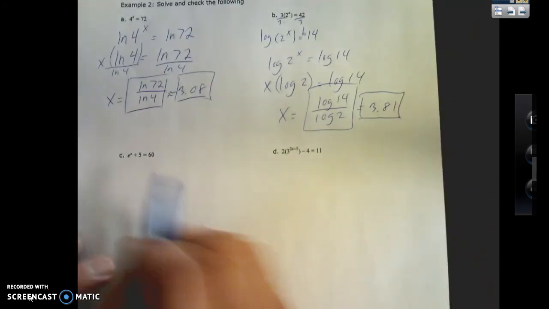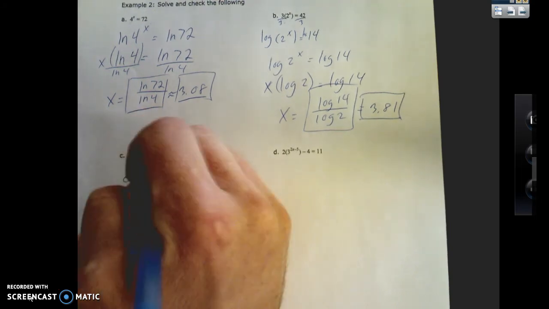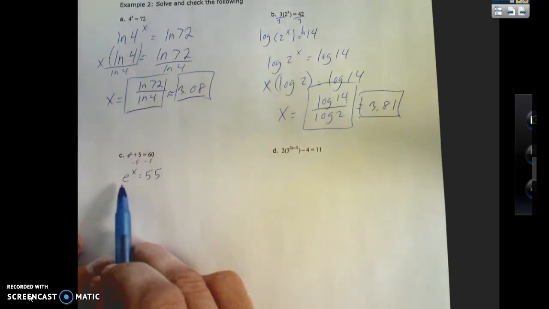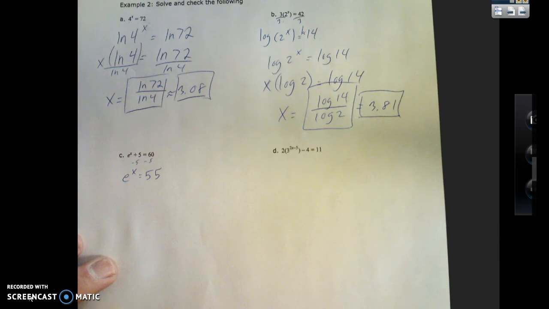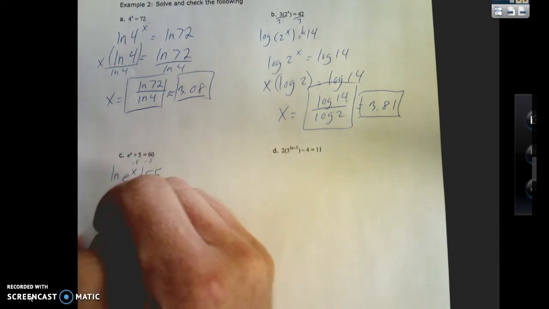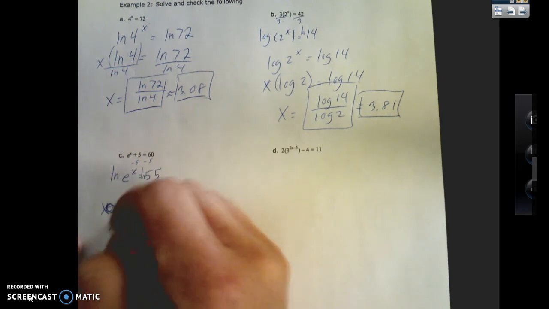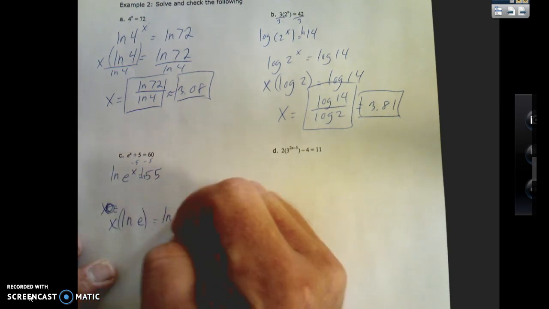Cool. Last two. Subtract 5 over. Subtract 5, e to the x equals 55. Now, notice how my base is an e here. Since it's an e, I definitely want to take the natural log of both sides. So, the x comes out front. x natural log of e equals natural log of 55.